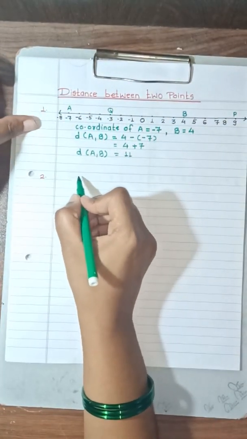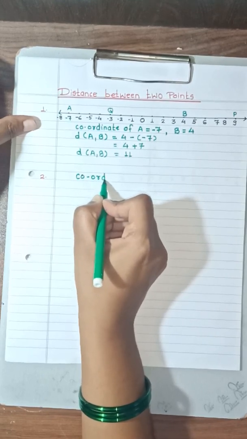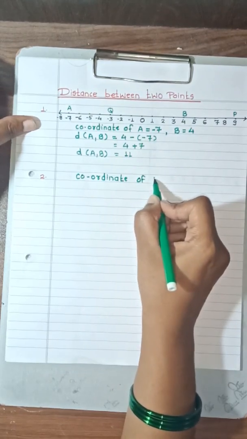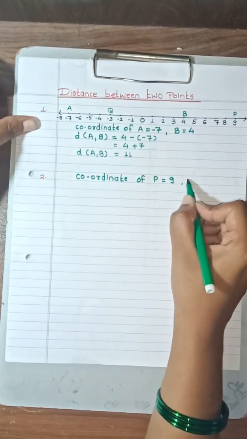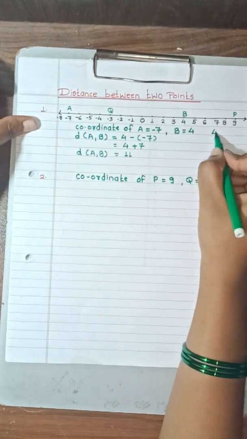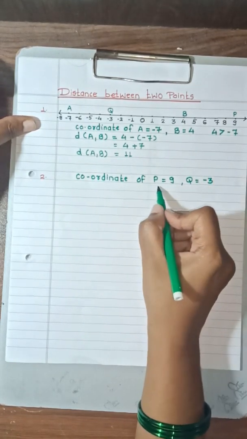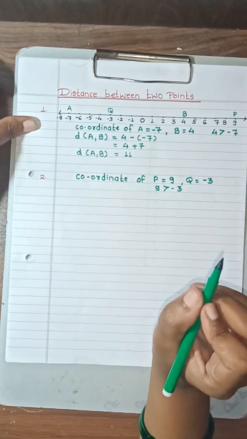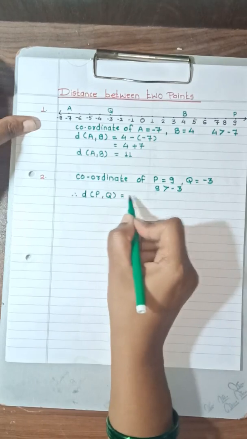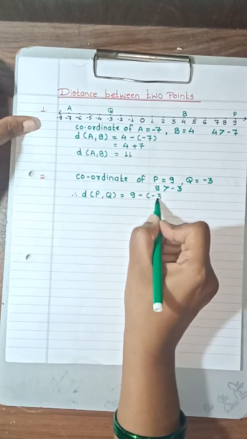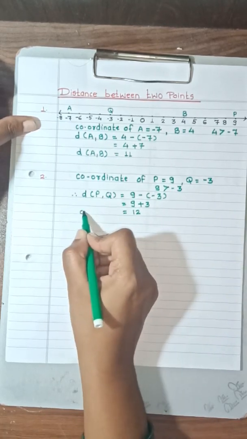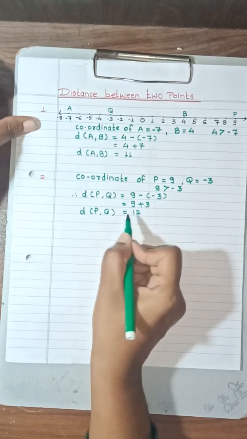Therefore the coordinate of P is 9 and Q is -3. Here you can write that 4 is greater than -7, and similarly 9 is greater than -3. Therefore distance PQ will be 9 minus -3, that will be 9 plus 3, that is 12. So distance PQ is 12.